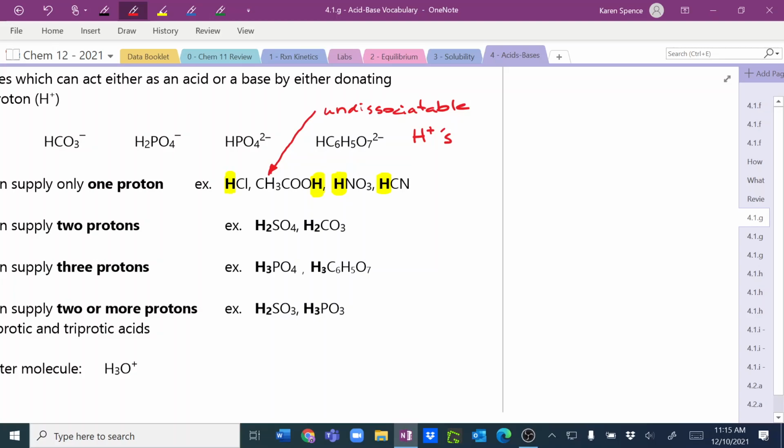Okay, so unless, and especially this occurs a lot in organic acids, only the hydrogen on the COOH can dissociate.